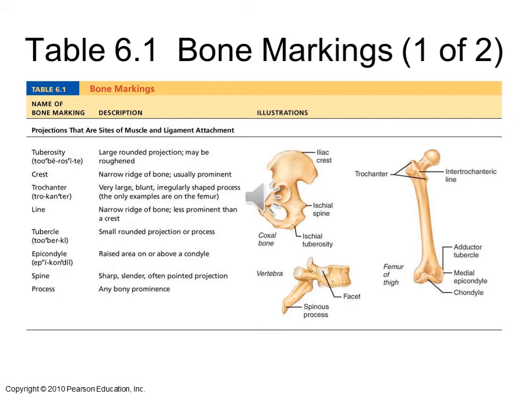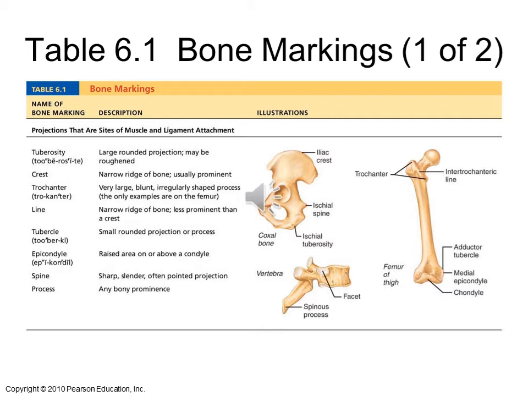Tubercles are smaller rounded projections or processes, like the greater tubercle on the humerus. That's not pictured here, but I would pay attention to that. Our epicondyle, we have raised areas on or above a condyle. You have a medial and a lateral epicondyle on the femur. It only shows you the medial on that picture, but you can determine the lateral based on medial because it's going to be the opposite side.